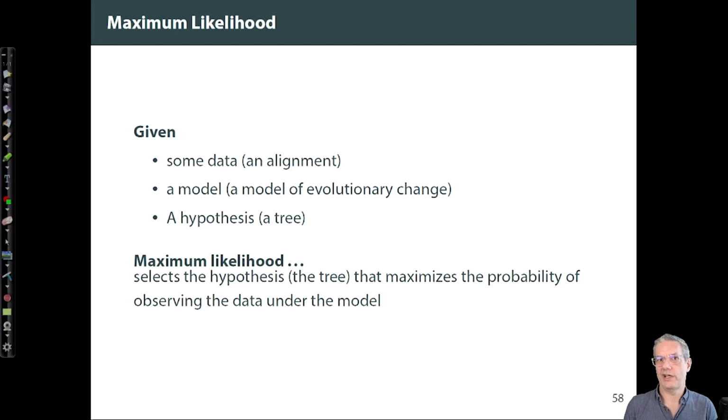So the data is, we have a multiple sequence alignment, we have the characters in that multiple sequence alignment. And then we have a model. And remember, all of these trees are models. A model may have parameters, just like a linear regression model has parameters, a slope and an intercept. Well, tree models also have parameters.